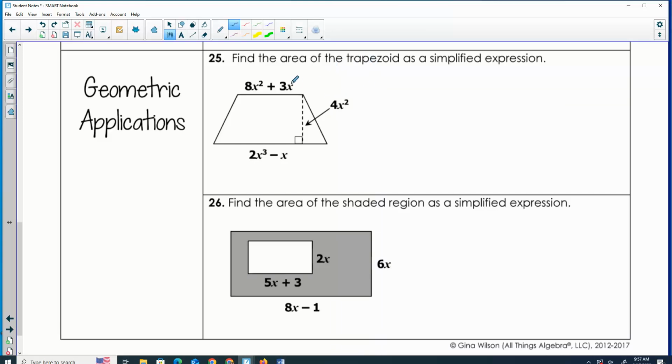So, area of a trapezoid. A trapezoid looks like this. You have two parallel sides and these slanted legs. The area, if we ever had to find it, you'd be given a formula. On the EOC, they do these sometimes, but they always do give you a formula sheet.